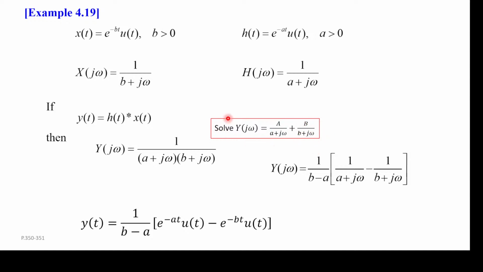Okay, it is called partial fraction expansion. And so you will need to solve for this A and B. And here we have given you the result, if you trust me. So with A and B, you will get this big Y like this. This big A is 1 over b minus a, and big B is 1 over a minus b.